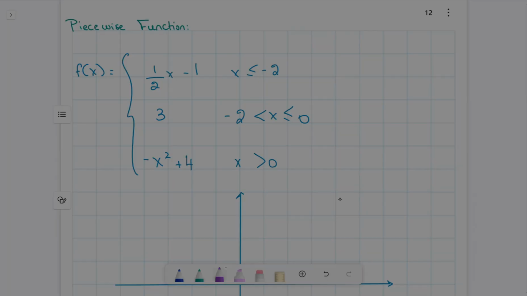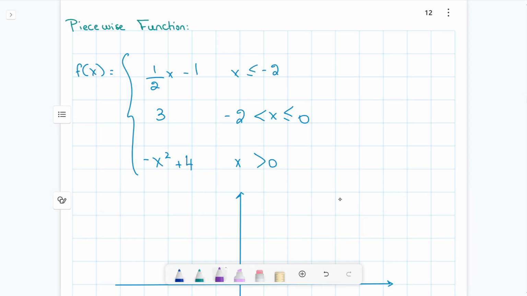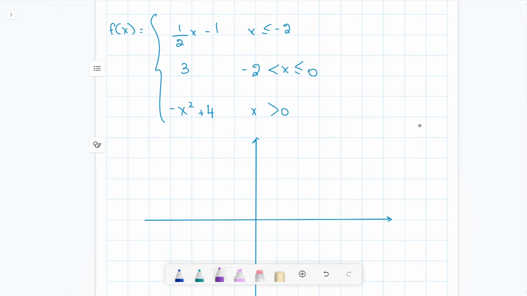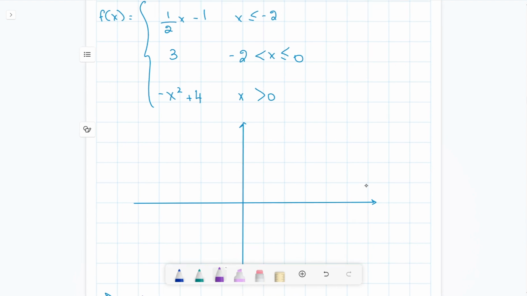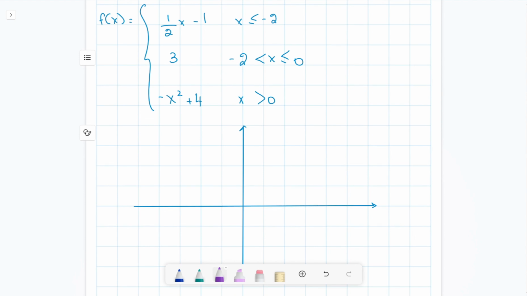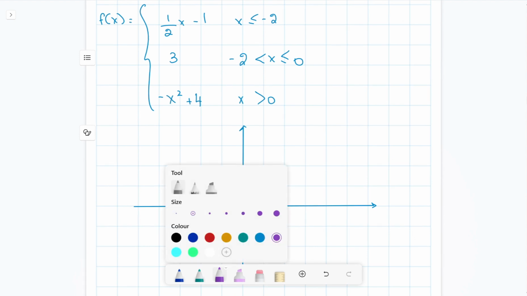So now we will learn about piecewise functions. As the name suggests, a piecewise function is a function made up of several pieces. So here we have f of x equals one half of x minus 1, for x less than or equal to negative 2. So we will try to graph this.